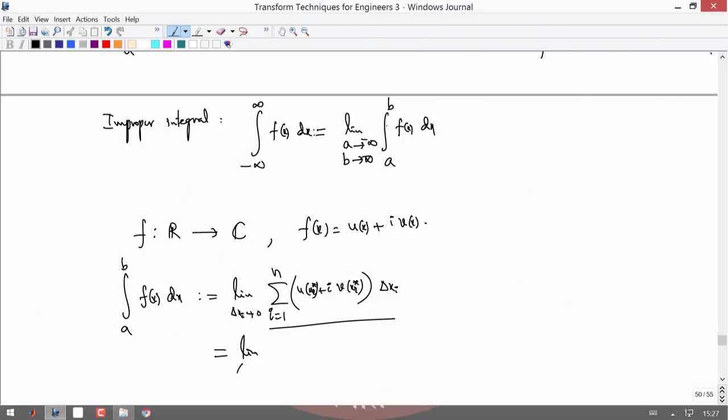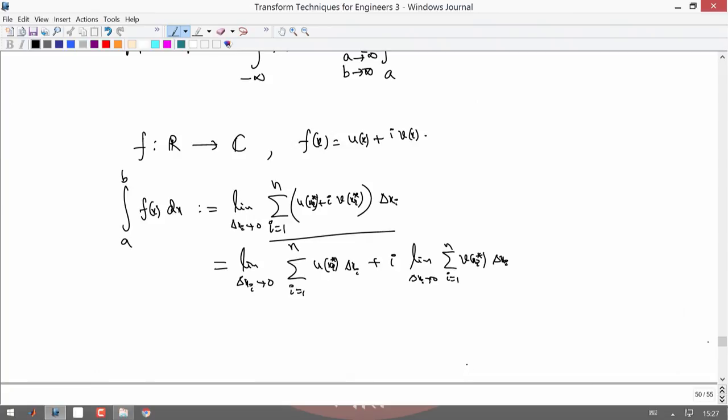So this is the limit as delta x_i goes to 0 of the summation, i from 1 to n, of u at x_i star times delta x_i, plus i times again the limit as delta x_i goes to 0 of the sum of v at x_i star times delta x_i. This is legitimate, you can split this sum. This is the usual definition, which you can generalize for a complex valued function, and finally you end up getting the integral from a to b of u(x) dx plus i times the integral from a to b of v(x) dx. You can take this as your definition directly, so it is actually true.